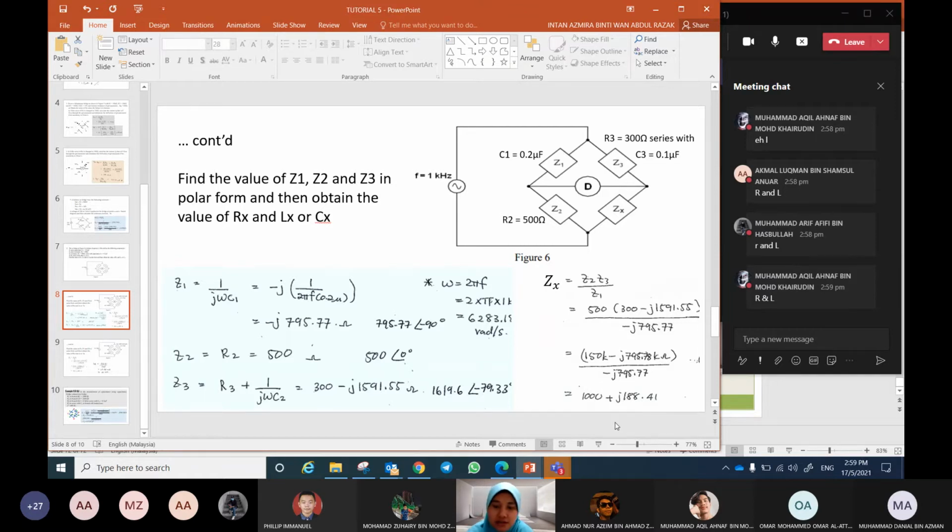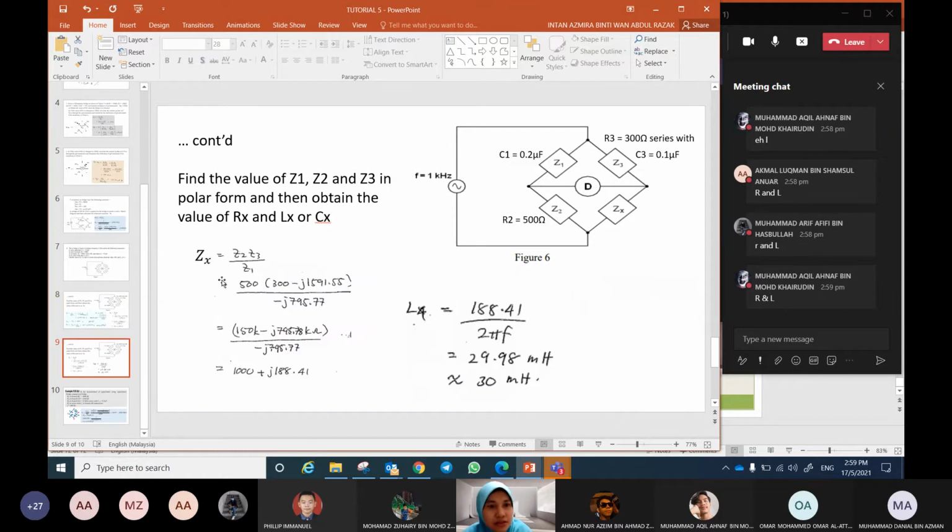Because of positive j. Let's prove it. So we have found Zx. Now we want to calculate for Lx. So this is the real term and the imaginary term. Rx is equal to 1000 ohm. This is L. So Zx is equal to j188.41.